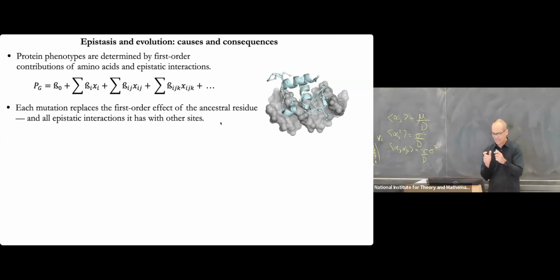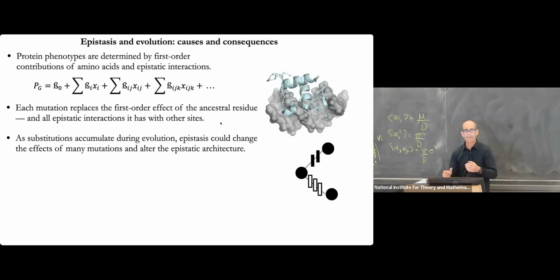That approach lets us parameterize the architecture of a protein and the phenotype that its sequence produces by the states that are in the protein. Each mutation that could occur in the protein then replaces the first order effect of some ancestral residue with a derived residue. But it also changes the phenotype by changing all of the epistatic interactions that that site has with all of the other sites in the protein and the amino acids that they happen to have at that moment. So a mutation incorporates first, second, and higher order effects.